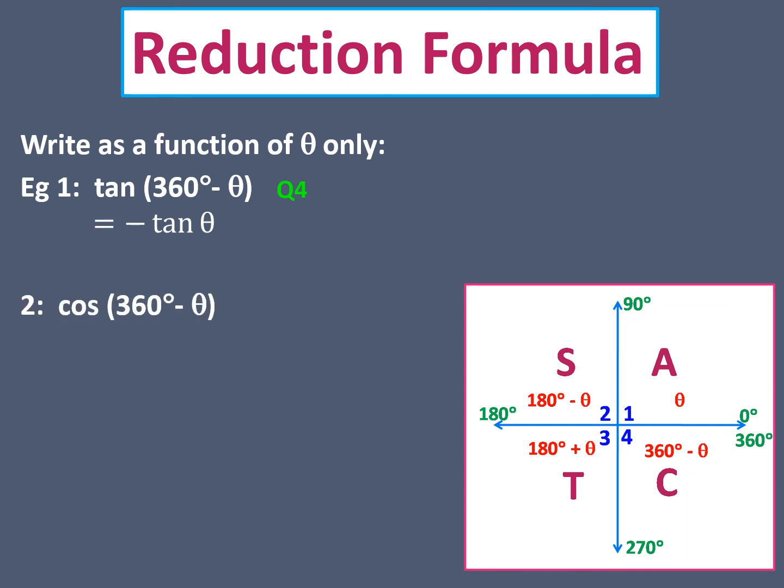For the second example, again we're looking at 360 minus theta, but this time we want cos of 360 minus theta. 360 minus theta lies again in the fourth quadrant, but in this quadrant cos is positive. So we can get rid of 360 as long as we keep cos positive. And in question 3, we've got cos of 180 minus theta. 180 minus theta is up in quadrant 2, where cos is negative. So my answer will be negative cos theta.